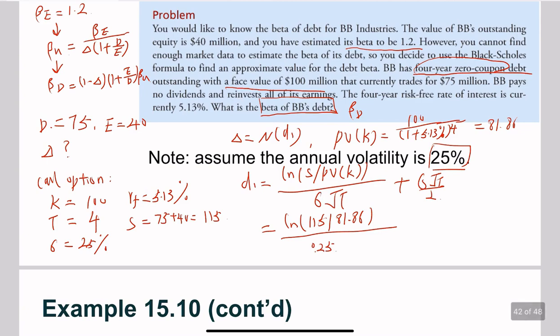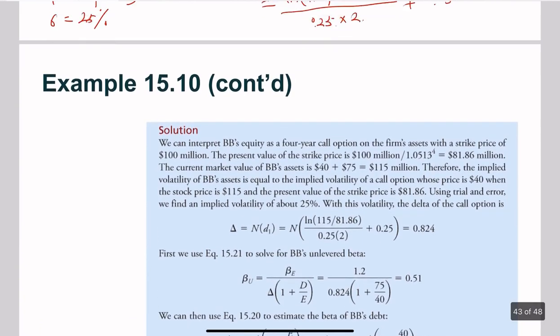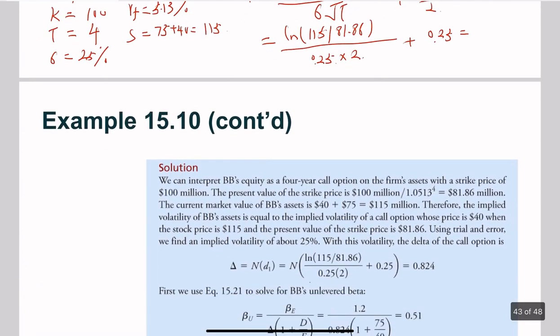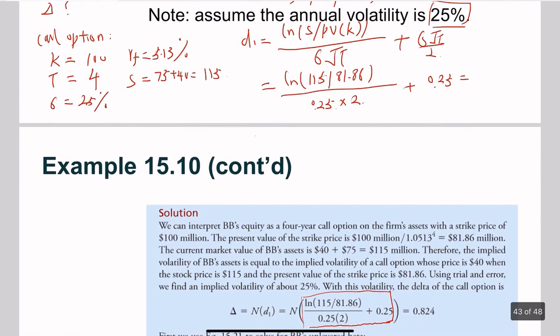And then this would be 25%, and the square root of 4 would be 2. So plus 0.25. I don't know what the number is here, but it should be the same as the number giving the answer. And then we could solve for delta, right? Delta would be N(d1), which is given by 0.824. Again, this N is the cumulative distribution function for a standard normal distribution.